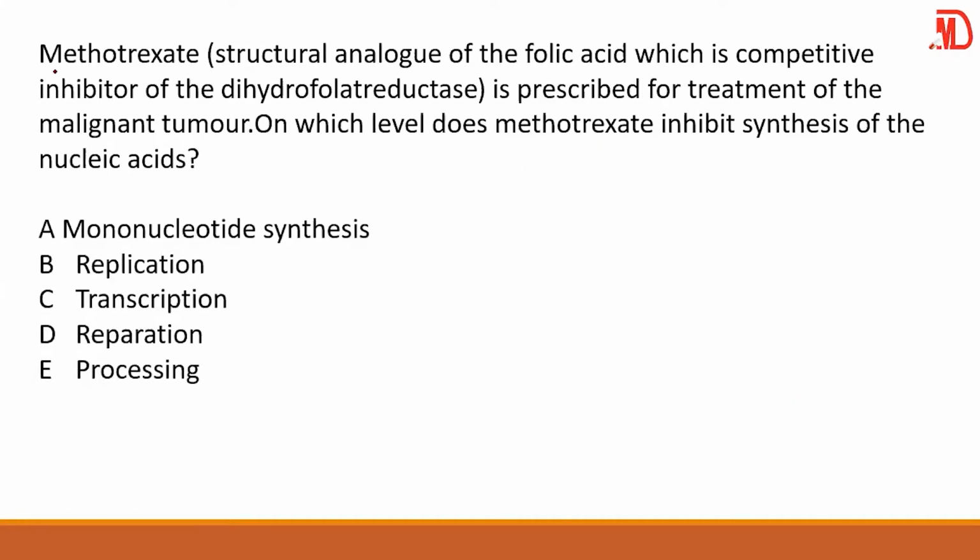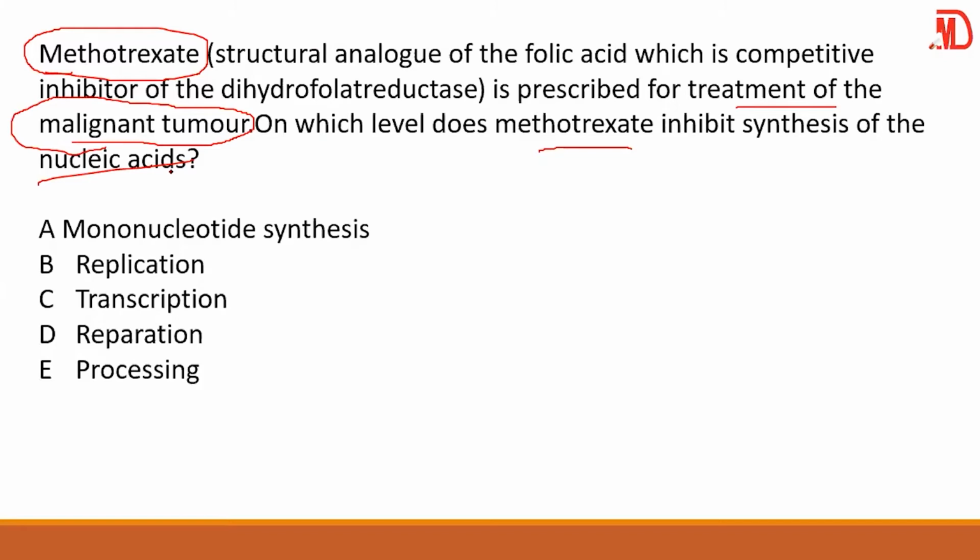We have methotrexate. Methotrexate inhibits DNA and RNA. It's prescribed for the treatment of a malignant tumor. In a malignant tumor, there's hyperproliferation. So methotrexate will inhibit that proliferation. But the question now is: on which level does methotrexate inhibit the synthesis of the nucleic acid? Definitely, like I said, we're talking about DNA and RNA.